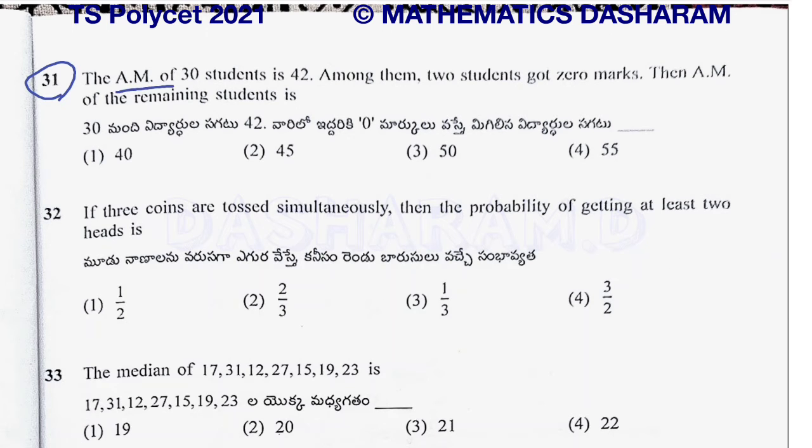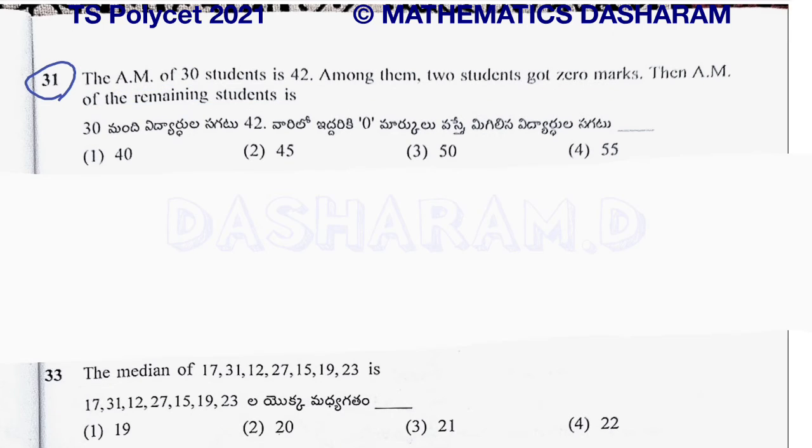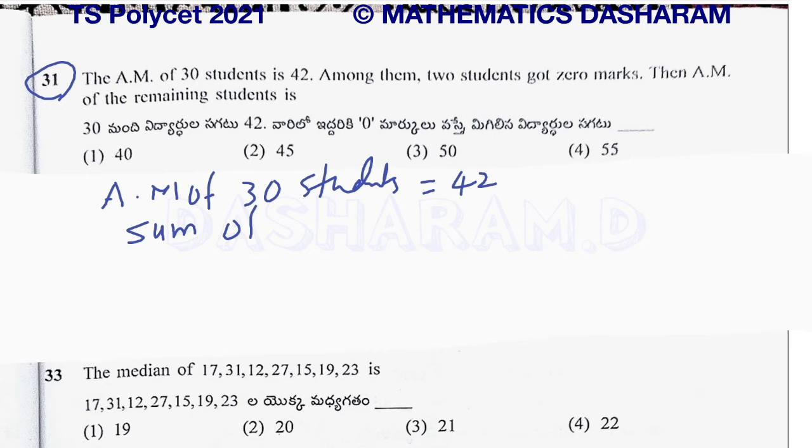The arithmetic mean of 30 students is 42. Among them, 2 students got 0 marks. Then the arithmetic mean of the remaining students is. So the arithmetic mean of 30 students is equal to 42. From this, the sum of 30 students equals 42 into 30. Sum of the 30 students, 3 2s are 6, 3 4s are 12, 1 2 6 0.